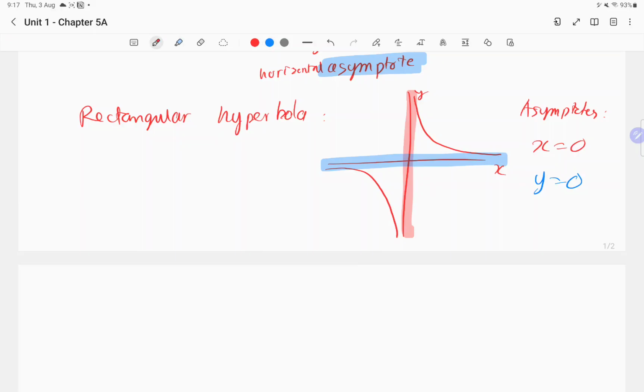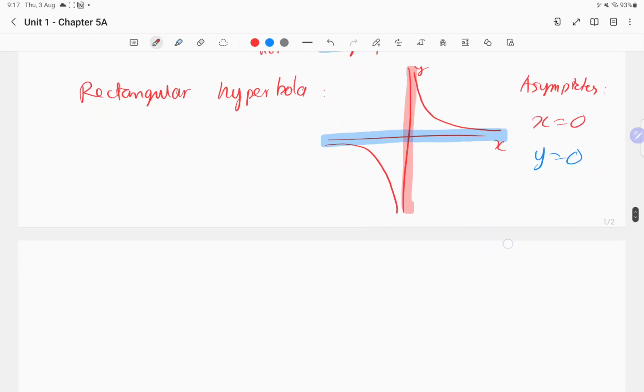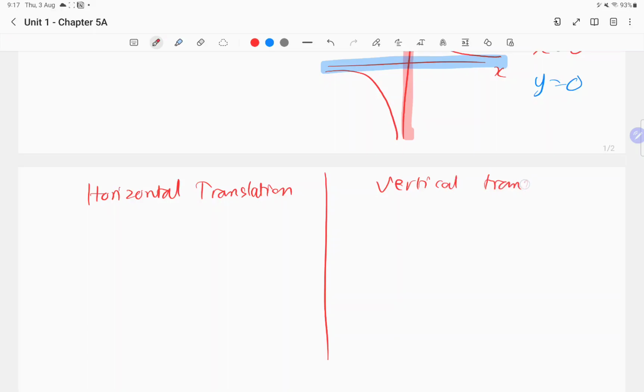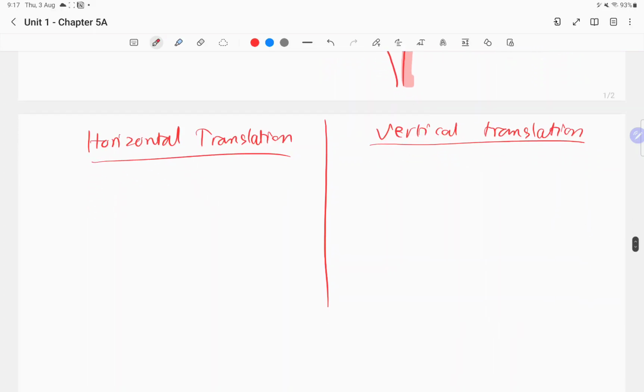Okay, and next let's have a look at some translations of this graph here. So far we've got the graph, and there are two types of translation. There is the horizontal translation and a vertical translation.